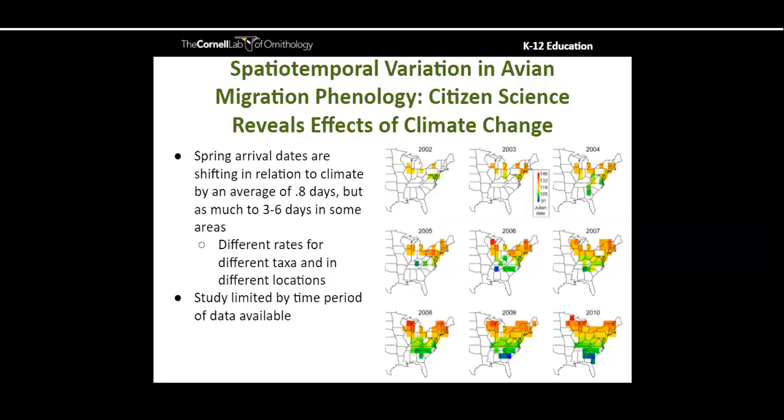What they found is that there's a lot of variation even across the same species, depending on what geographic location you were looking at. But they saw an average of about 0.8 days change, with some species in some locations changing by as much as 3 to 6 days. And I believe that the species with the greatest changes tended to be those that had slow migrations. And there were a couple other categories as well. It comes down to there's different rates for different taxa and in different locations and different styles of migration.